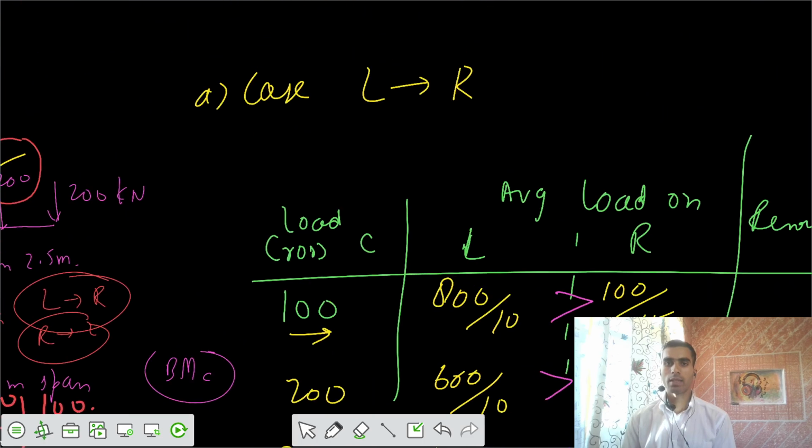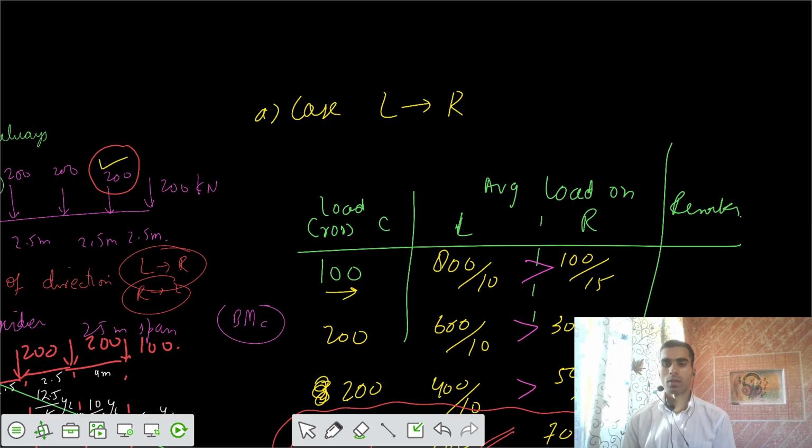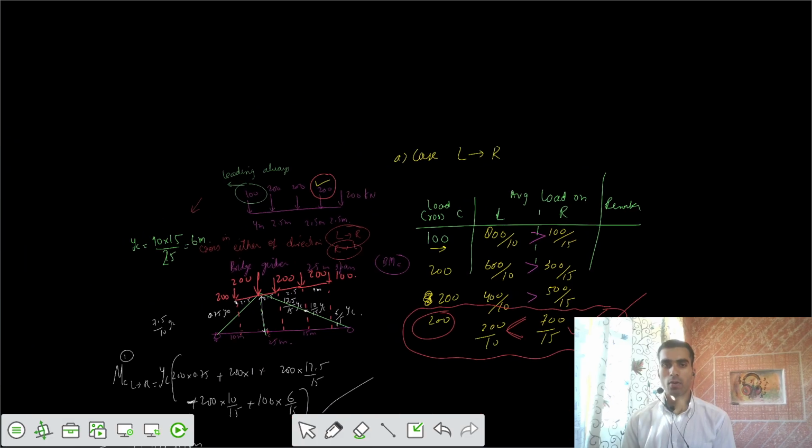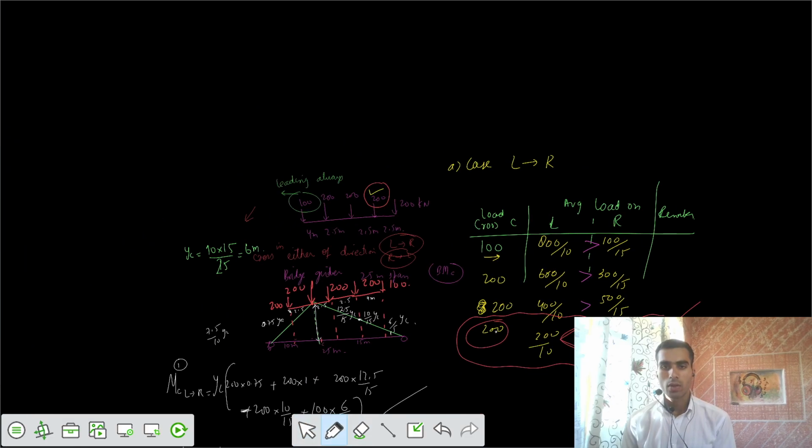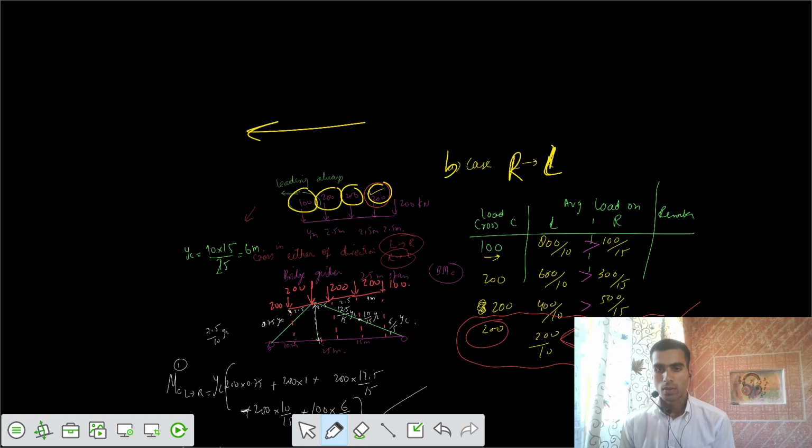Now the second case is that we go from right to left. So your loads are moving in this direction now. That's your 100 first. After that your 200, then after that 200, then after that 200. So if I write the second case, case B, right to left, loads are moving in this direction. So let's write those values now.